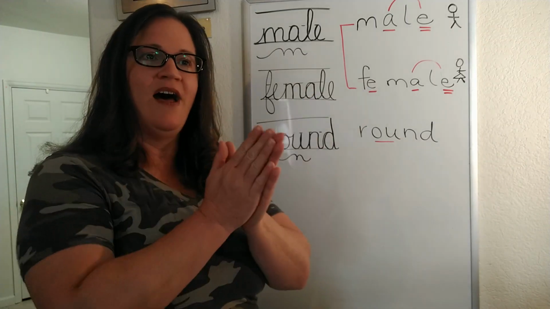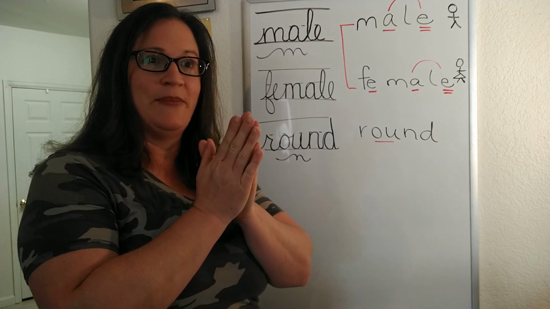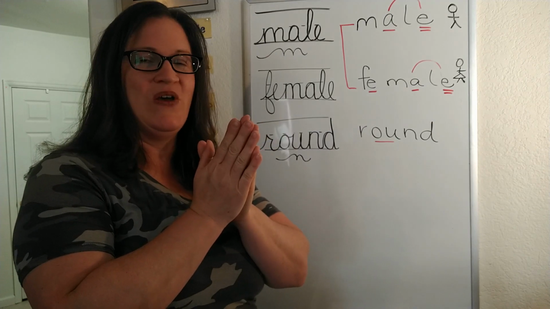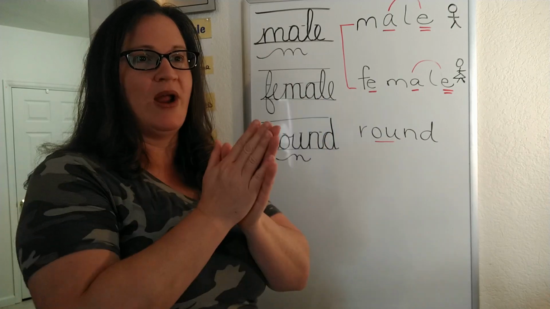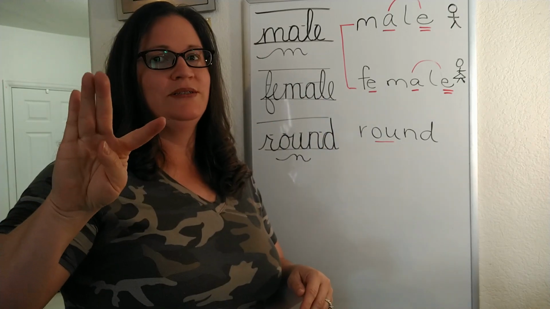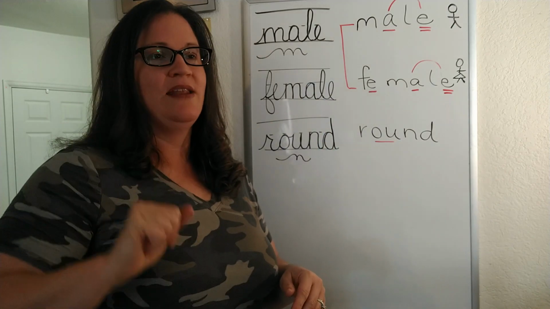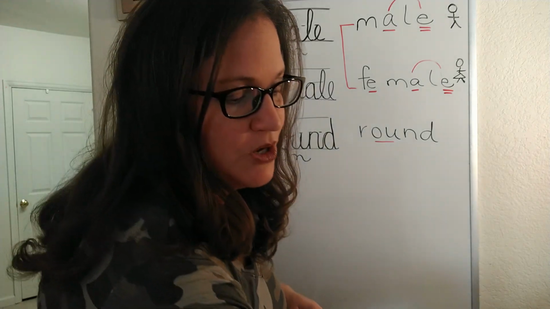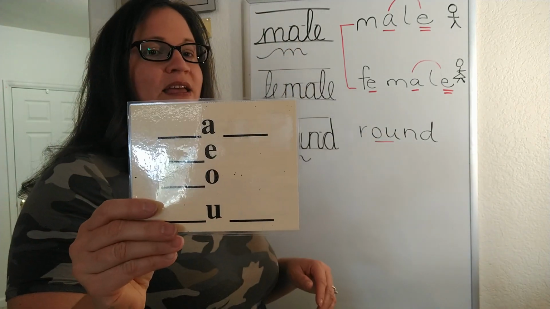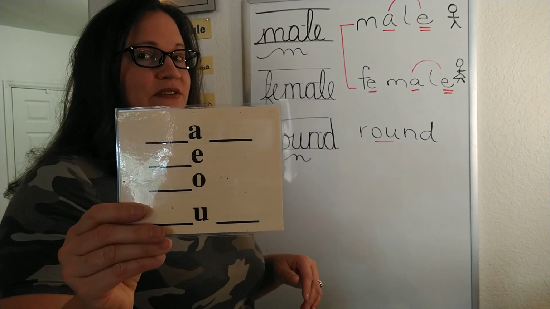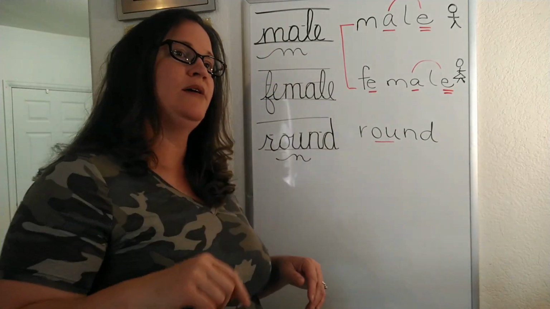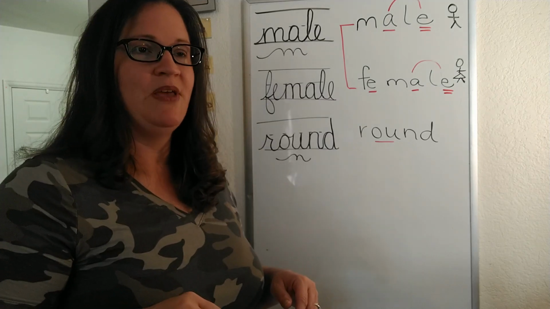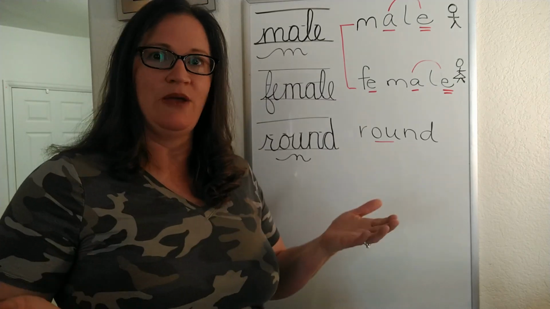Ready? Around. How many syllables? 2. First syllable, a. Second syllable, round. Round. Now, this rule that we just went over said that A can say ah at the end of a syllable. So could someone say around, go around the block? They could, right? We say around, but you could say a-round too.